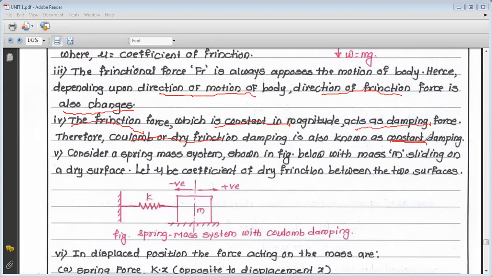Now take an example. Consider a spring mass system, as shown in the figure, with mass M sliding on a dry surface. So this is mass M. It is sliding on this dry surface, that is, a fixed surface. Now let mu be the coefficient of friction between the two surfaces, that is, between the mass and the dry surface. So this is our mean position.